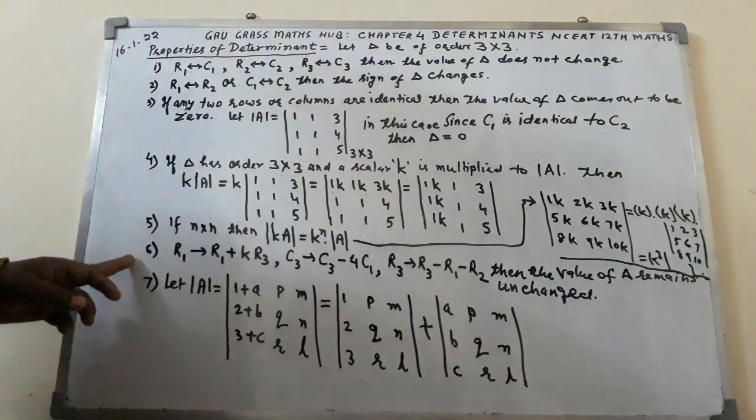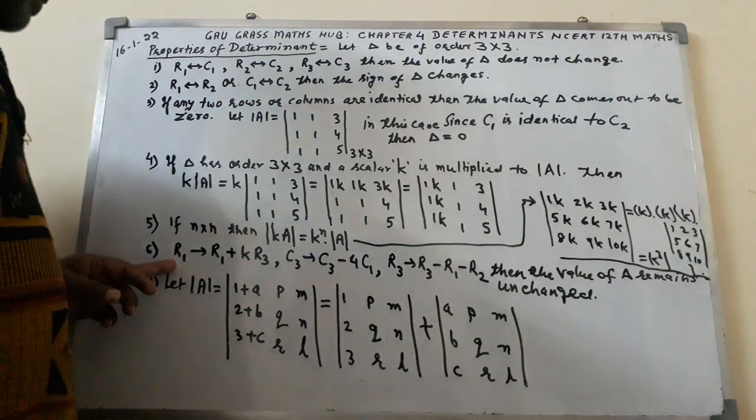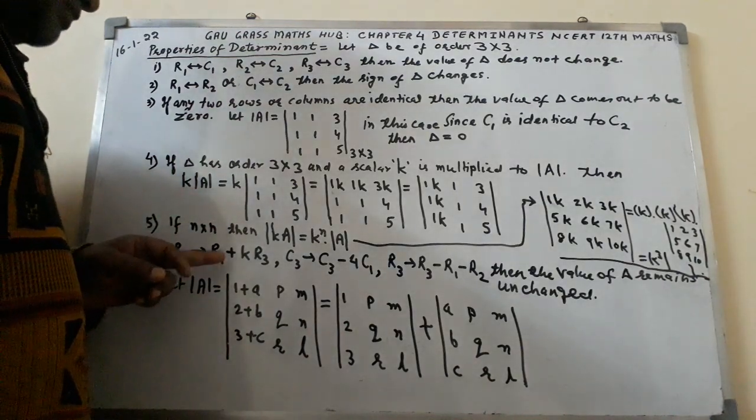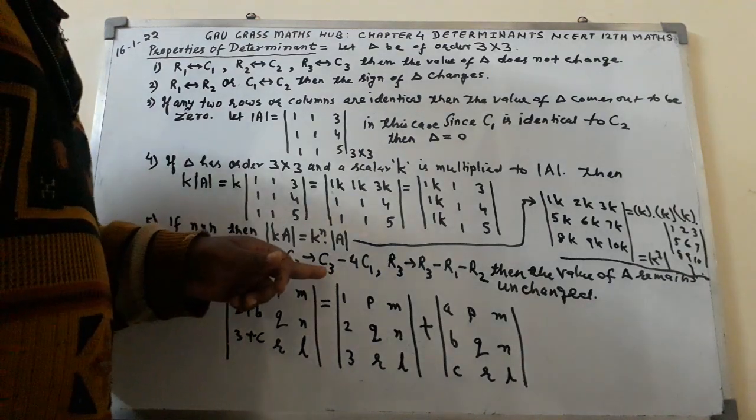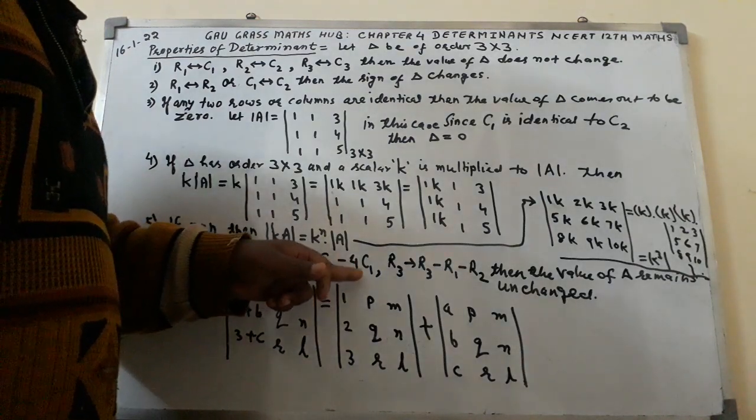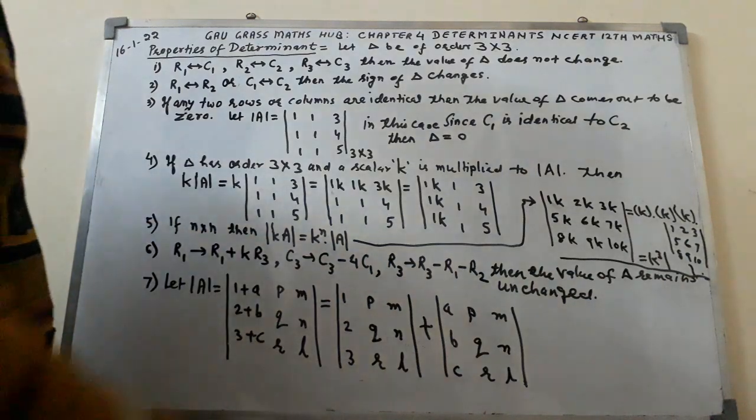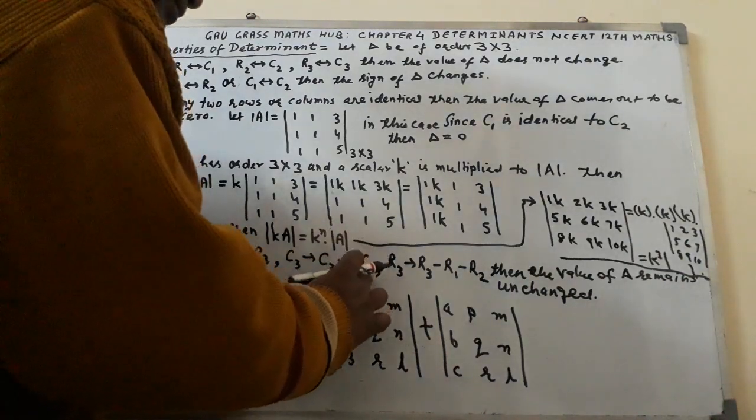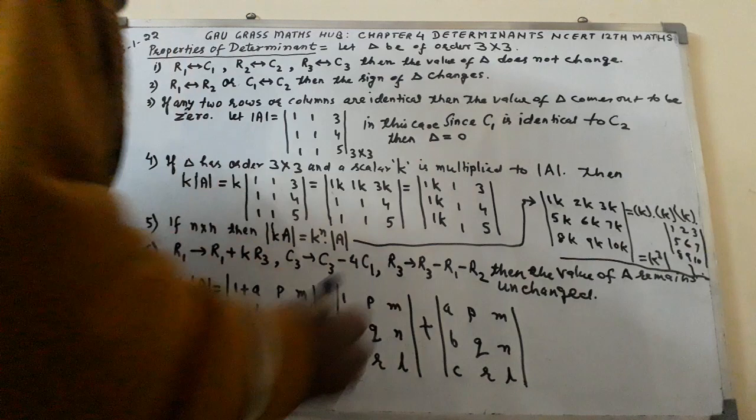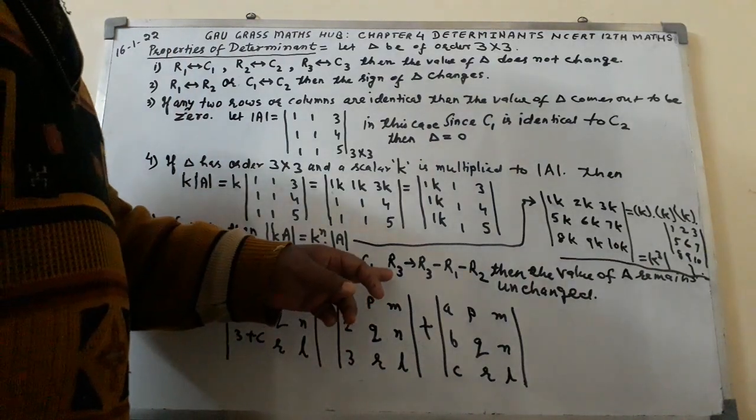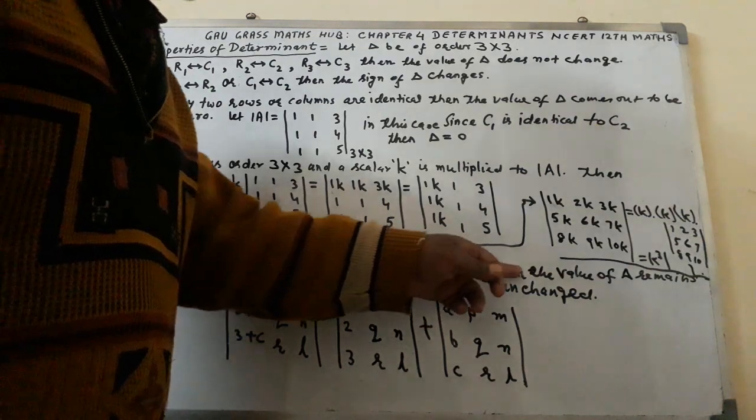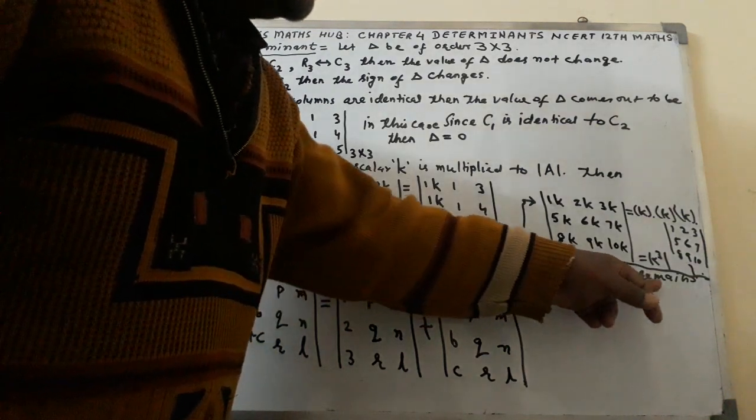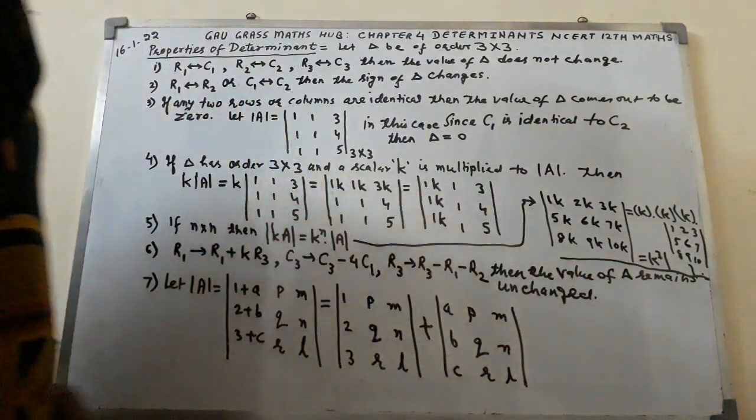Sixth property I have mentioned here, R1 goes to R1 plus k times R3, comma, C3 goes to C3 minus 4 times C1. Here this is C1. R3 goes to R3 minus R1 minus R2. Then the value of determinant remains unchanged.